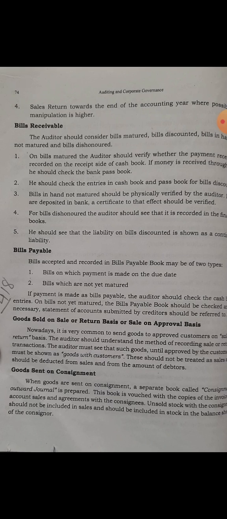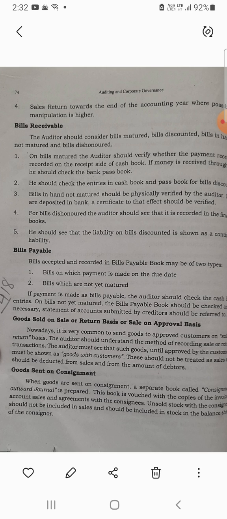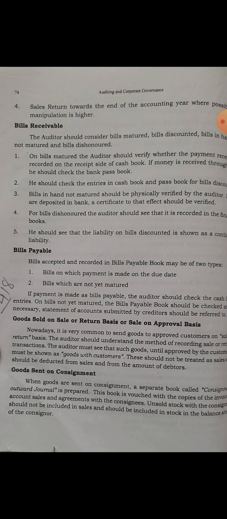In the case of bills receivable, there are three cases: bills matured, bills in hand not matured, and bills dishonored. In the case of bills matured, the auditor should verify whether the payment received is recorded in the receipt side of the cash book, and if the money is received through the bank, check the passbook. He also checks the cash book and passbook. The third one is in the case of bills in hand not matured, so the auditor should verify the bills physically and check the certificate of the effect.